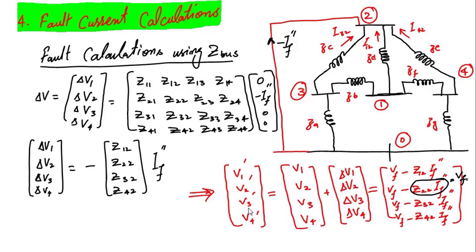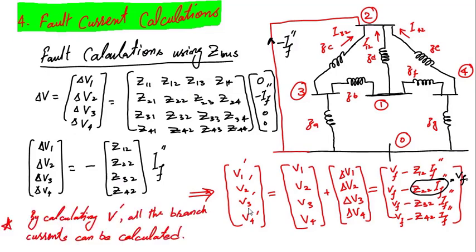So that is obvious, because the fault has occurred on bus number 2. A bolted fault means a fault through zero impedance. A bolted fault will drop the voltage of bus number 2 to 0. So the voltage of bus 2 will collapse to 0, and other voltages will also change. By calculating V prime, all the branch currents can be calculated.